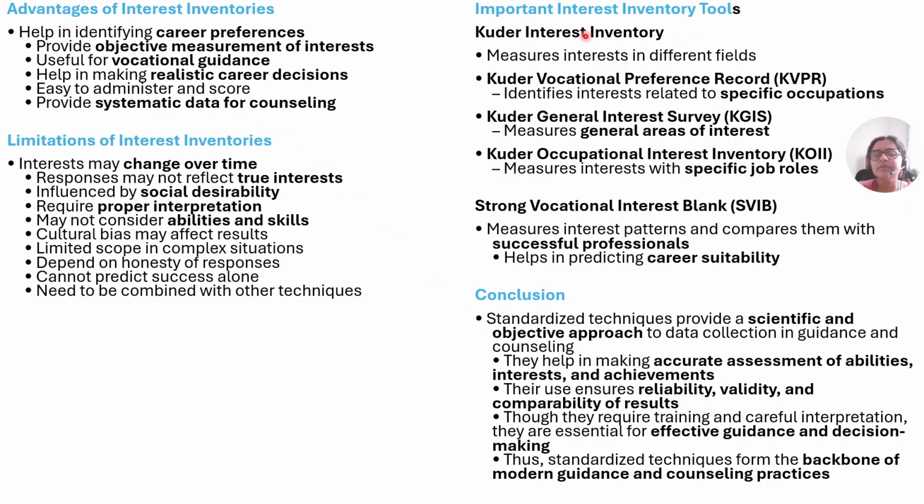So some of the most important interest inventory tools are the Kuder Richardson Kuder interest inventory. It measures the interest in different fields. That is Kuder Vocational Preference Record, KVPR. It identifies interest related to specific occupation. Kuder General Interest Survey, KGIS. It measures general areas of interest. Kuder Occupational Interest Inventory, KOII. It measures interest with specific job roles.